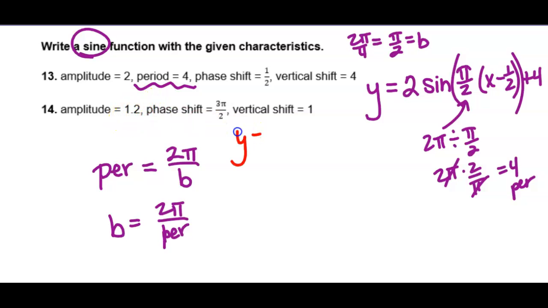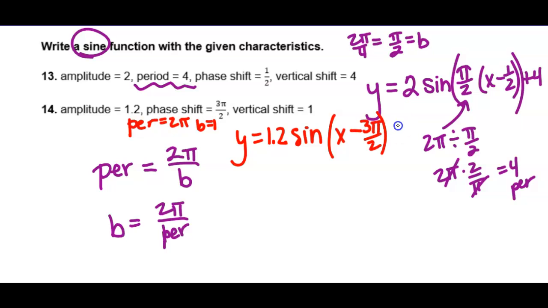All right, this one is a little bit easier. The amplitude is 1.2. The period is not listed, so we're going to assume it's just 2 pi. So therefore our b is just 1. So we have the sine of, to the right 3 pi over 2 would be minus, and a vertical shift of up 1.